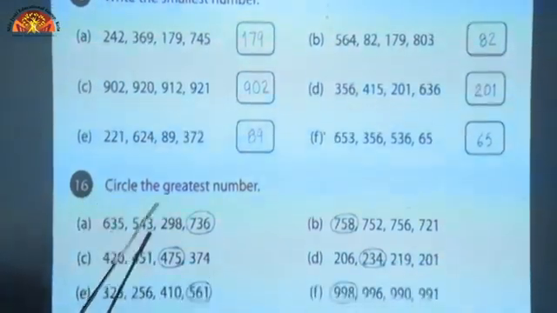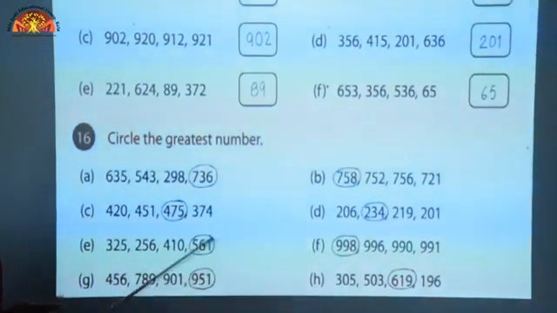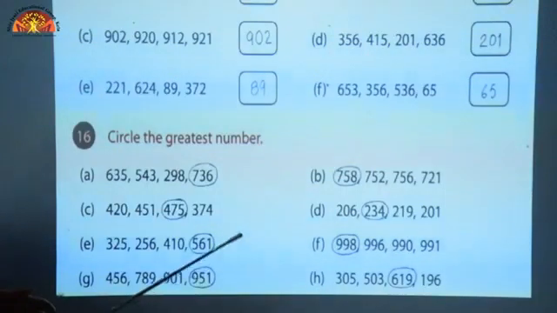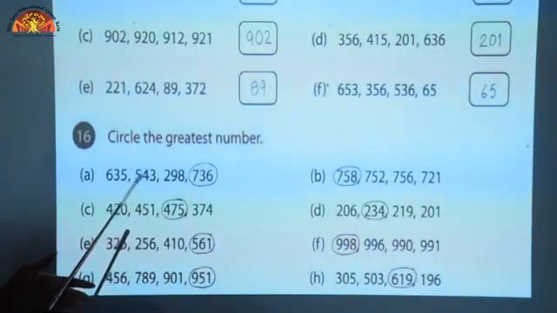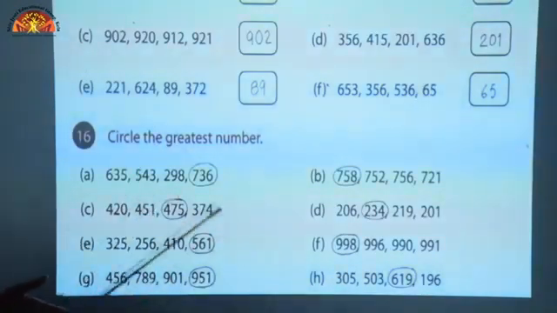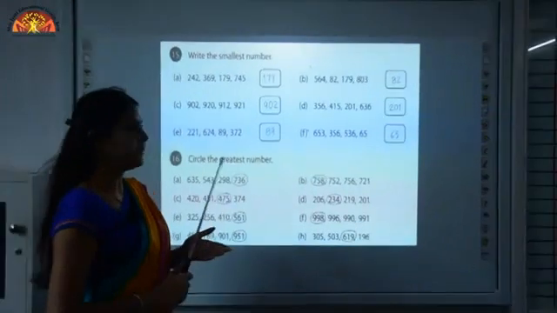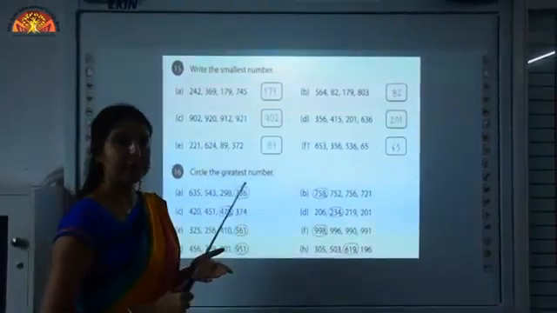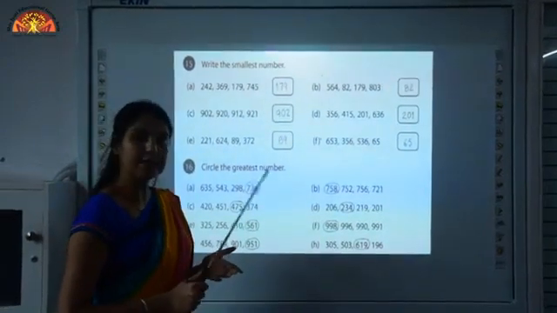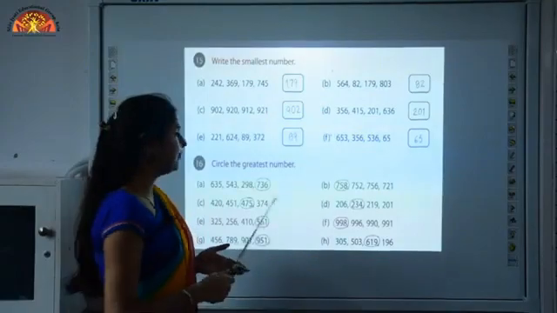Now circle the greatest number. Here what you have to do? You have to circle the greatest number. Greatest means bigger number. In this also you have to compare the digits according to their place value. First of all, we will compare at hundreds place. If the hundreds place is the same, then we will compare tens place. If the tens place digits are the same, then you will compare at ones place.